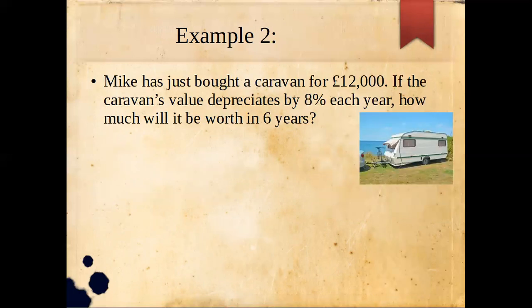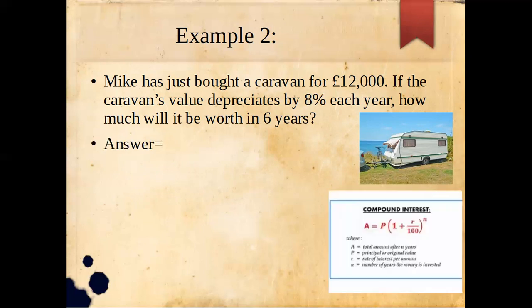So Mike has just bought a caravan for £12,000. If the caravan's value depreciates by 8% each year, how much will it be worth in 6 years? So the formula is exactly the same. The only thing that we do differently, okay, is instead of plus R over 100, we do minus R over 100. Okay, that's the only difference. Or you could do plus minus R over 100 because it's the same thing.